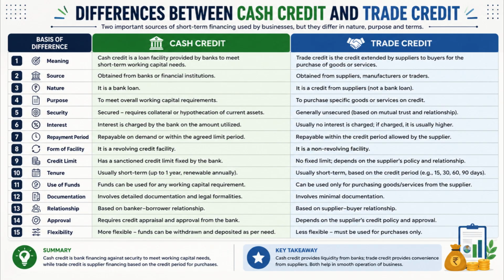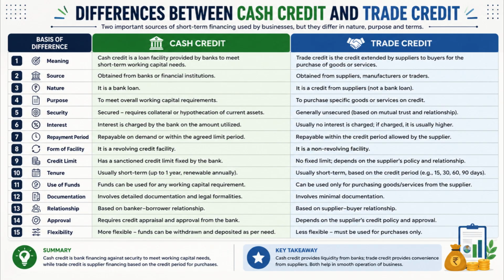Number 4. Cash credit is mainly used to meet overall working capital requirements, whereas trade credit is specifically used for purchasing goods on credit. Number 5. Cash credit generally requires collateral or security against assets, whereas trade credit is usually unsecured and based on trust between buyer and seller.